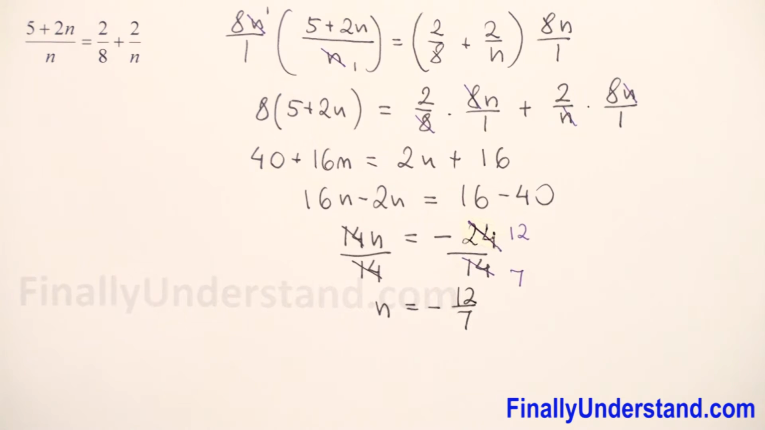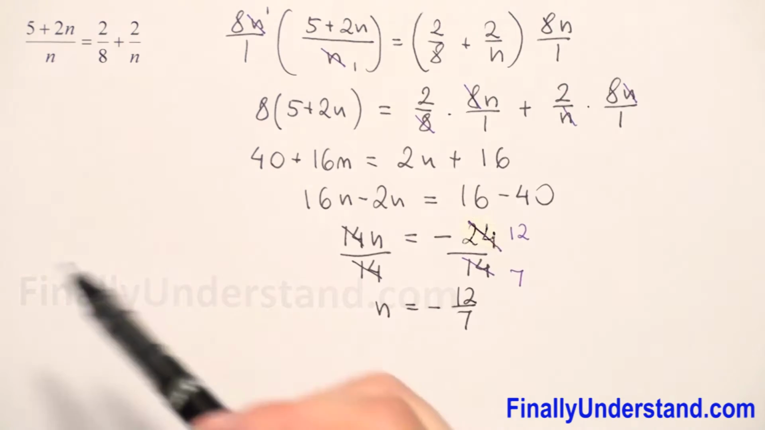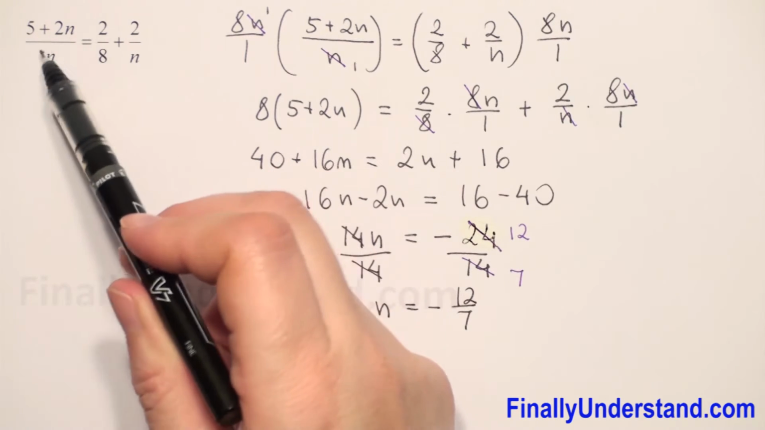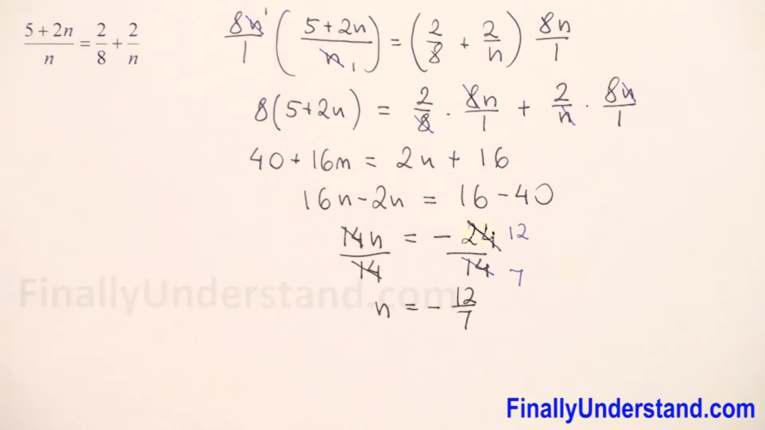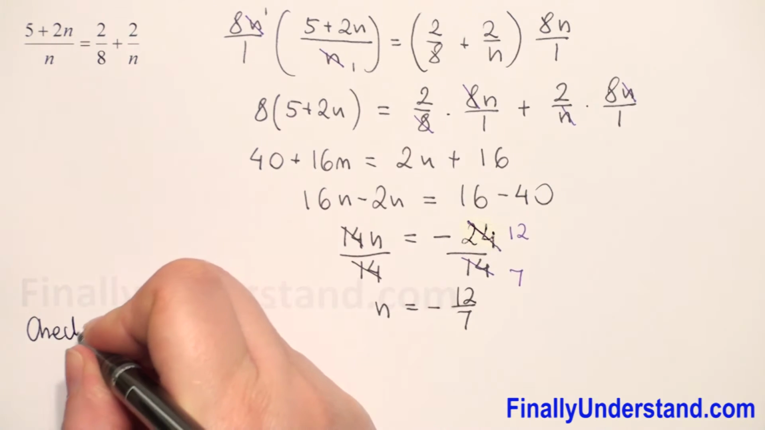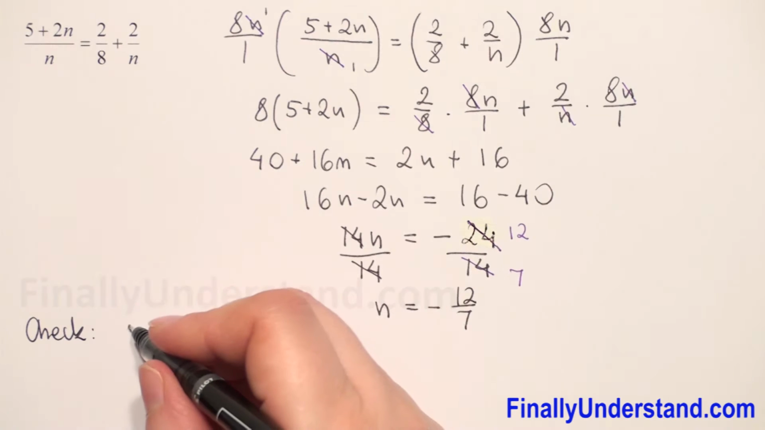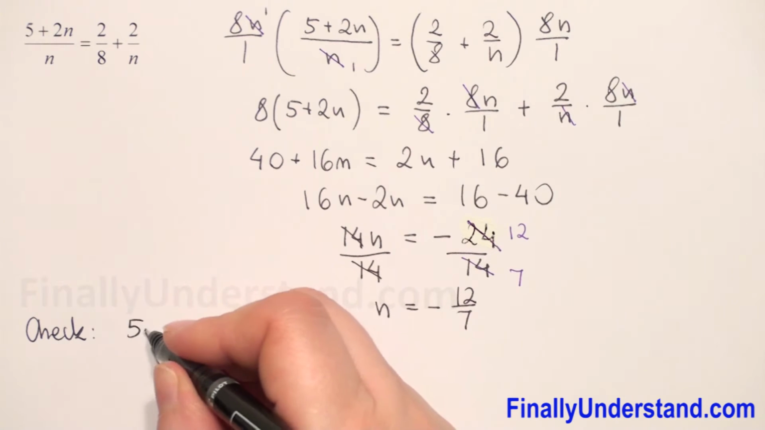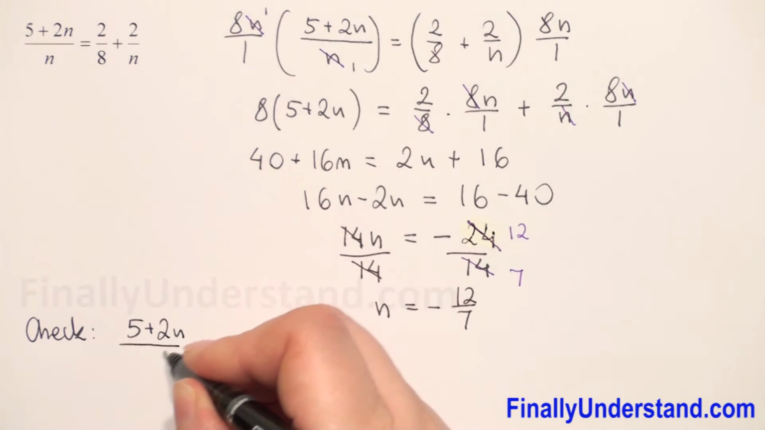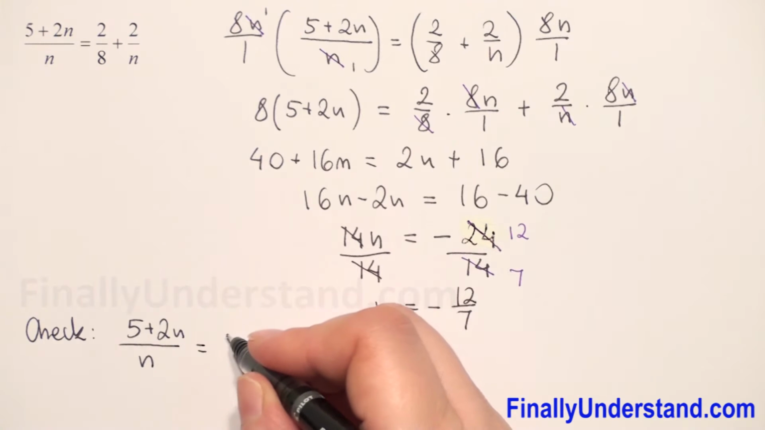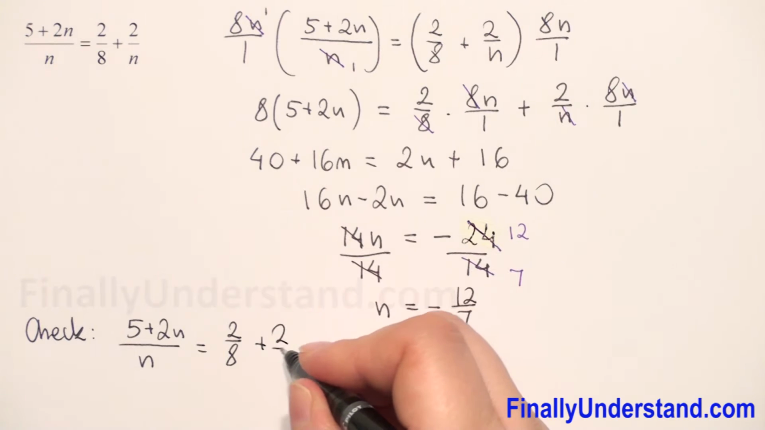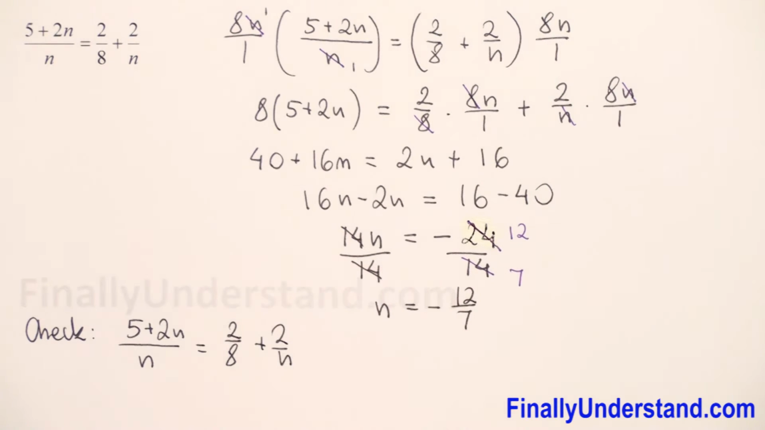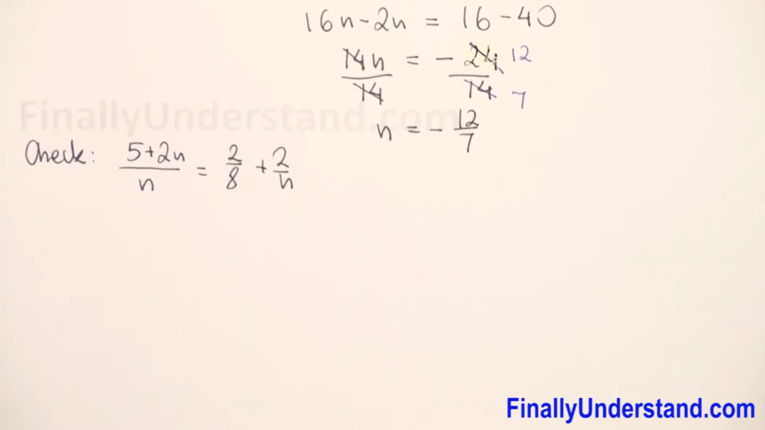Next we have to check if the solution is correct. How do we do this? We have to substitute every n in this equation by negative 12 over 7. First, let me copy our equation. We have (5 plus 2n) over n. This is equal to 2 over 8 plus 2 over n. So now we will substitute n's by negative 12 over 7.